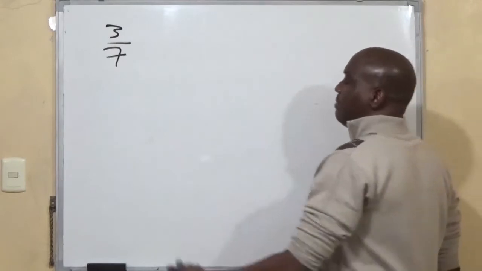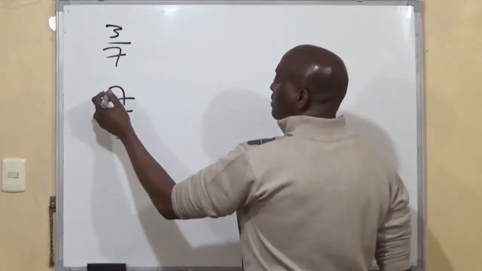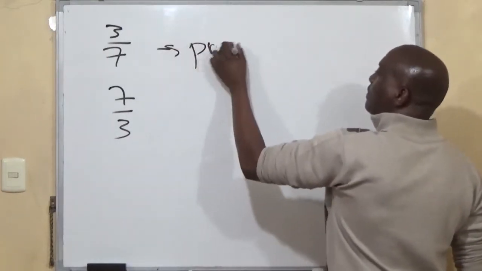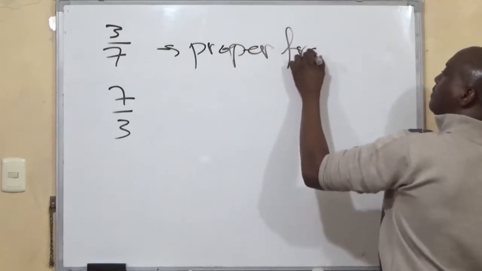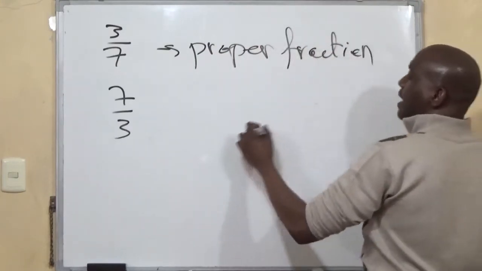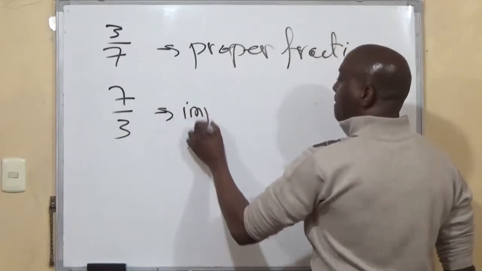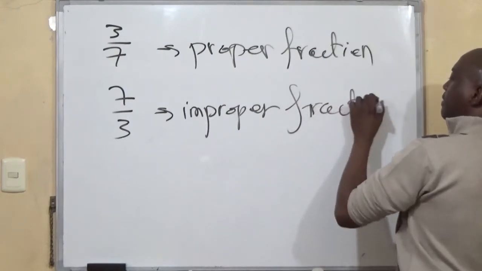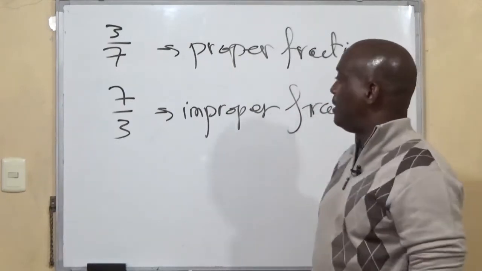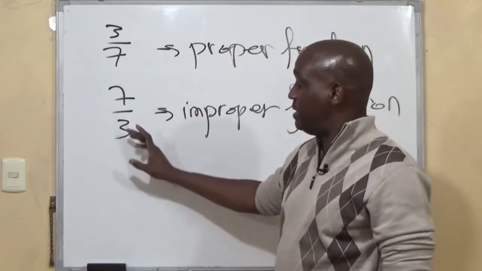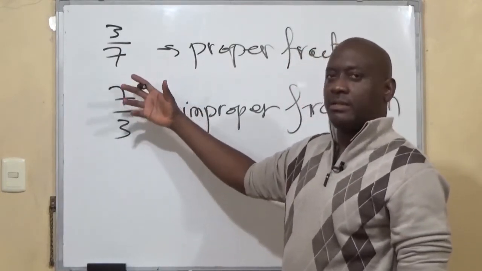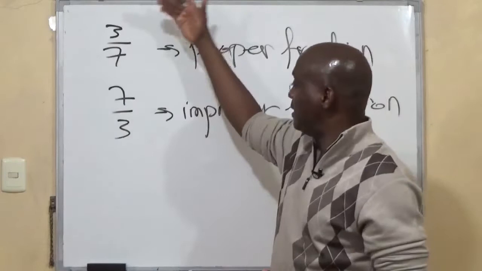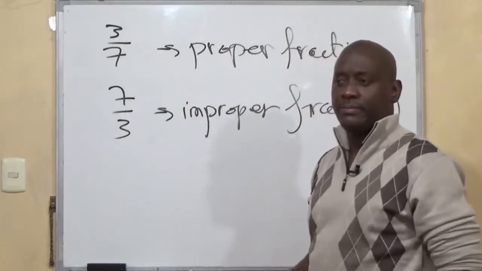Let us say for the sake of argument that we have 7 over 3. 7 is the numerator, 3 is the denominator. This here is what we refer to as a proper fraction. And this here is what we refer to as an improper fraction. The improper fraction we know is the one where the numerator is larger than the denominator. The proper fraction is the one that we are comfortable with, the one that we're more familiar with, where the numerator is less than the denominator.